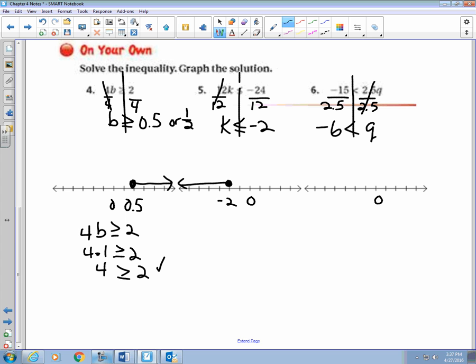So I need a 0, and I need a -6 on my number line. And q can be greater than -6. I'm going to read it again from the variable towards the number. Q is greater than -6, but it can't be equal to it, so it's an open circle and then to the right. All right, open circle and to the right.